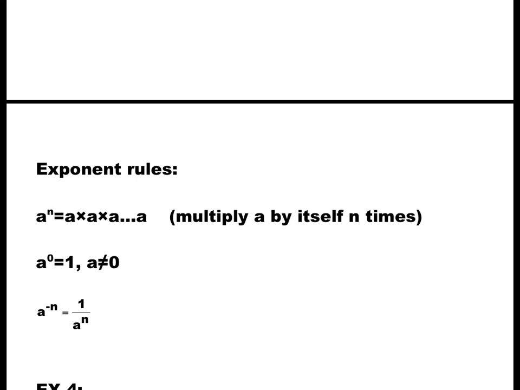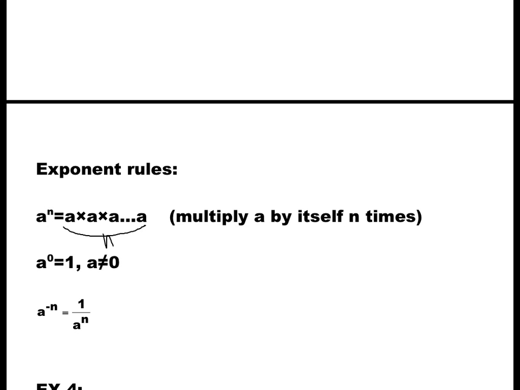Now we are going to talk a little bit about the exponent rules that you learned in grade 9. First of all, remember that any number a to the exponent n, where n is a positive natural number at the moment, is the product of the number a, n times. So a to the n is the same as a times a times a times a, how many times? n times.